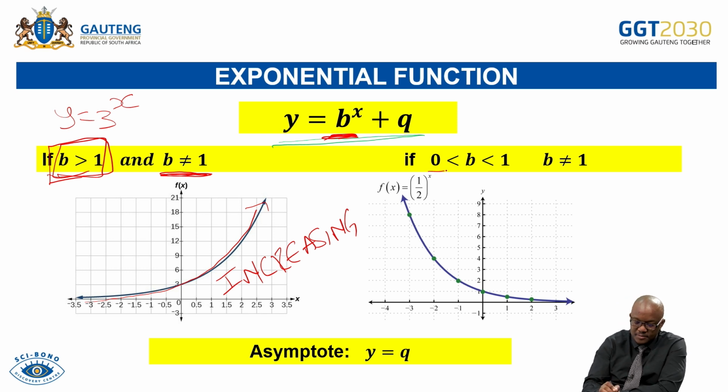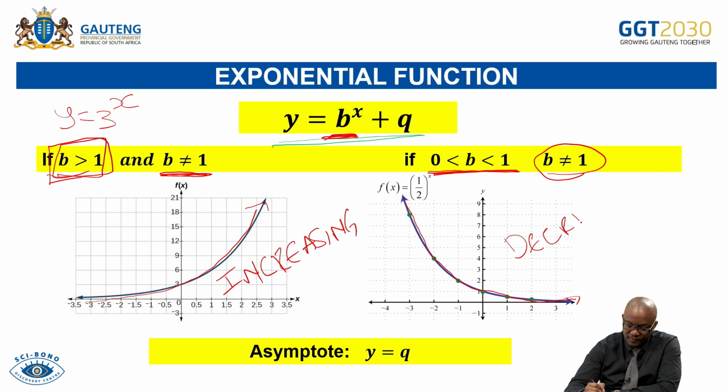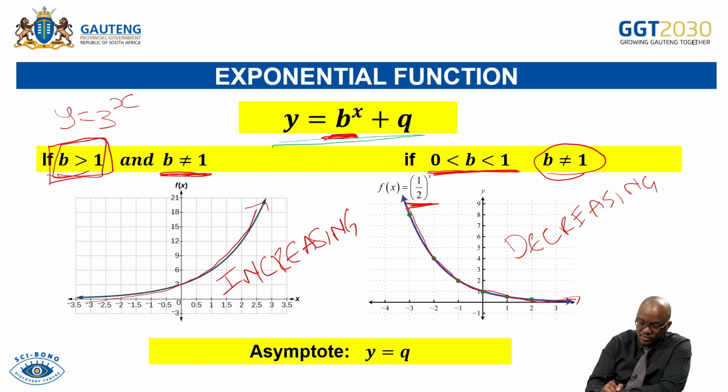But then if b is between 0 and 1, b is greater than 0 but less than 1, then you will see that our function is now going down. Correct? Then we have it as a decreasing function. We can see on this one that the number that is carrying x is 1 over 2, which is 0.5, and is between 0 and 1.